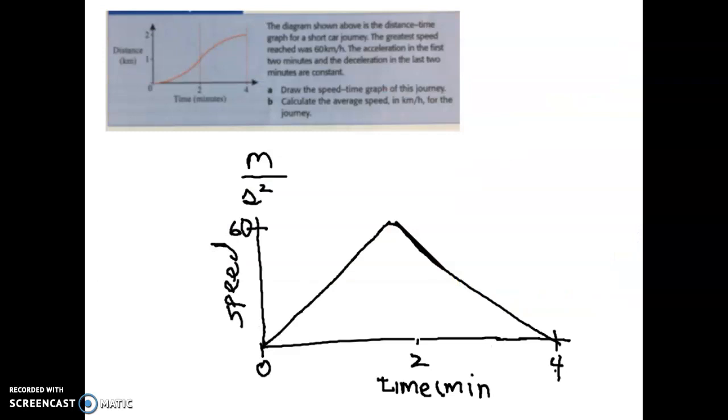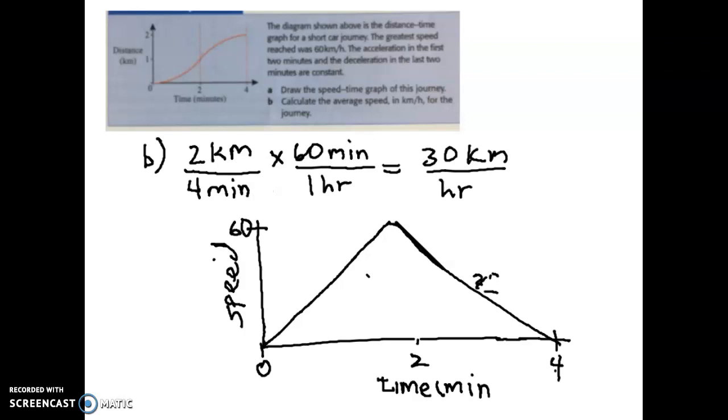Okay, here's an acceleration graph. As you can see, the first 2 minutes we're accelerating. The last 2 minutes we're decelerating. And they want us to draw a speed time graph of this journey. This is what it would look like, except hopefully it'll be a lot neater. For the first 2 minutes, it accelerates up to 60. For the last 2 minutes, it's decelerating. 60 was the fastest speed it went, so that's why 60 is the top of it, the apex. And for part B, as you can see, it went 2 kilometers in 4 minutes, converted to kilometers per hour, and you're finished.